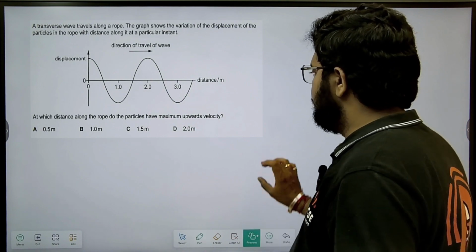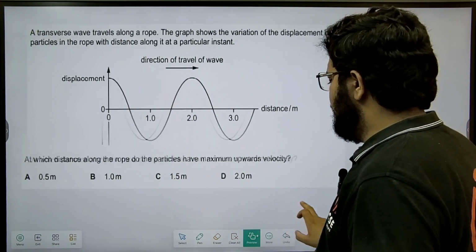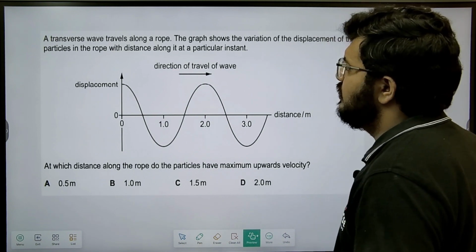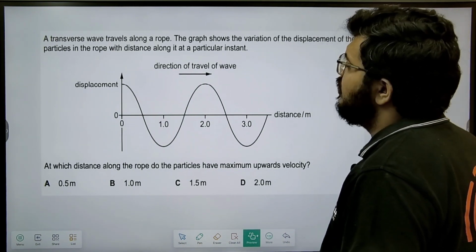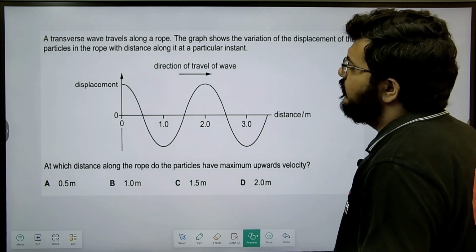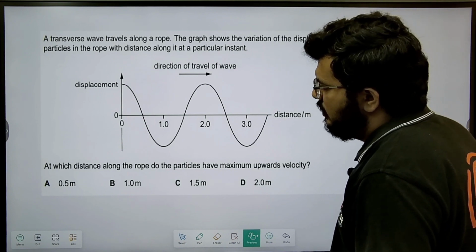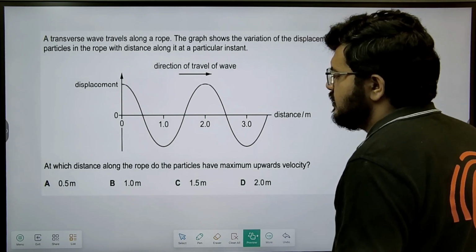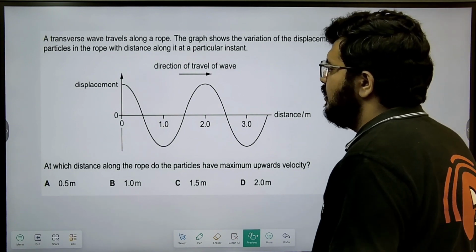Then we have, let's see what does this question say. A transverse wave travels along a rope. The graph shows the variation of the displacement of the particles in the rope with the distance along it at a particular instant. Okay. At which distance along the rope do the particles have maximum upwards velocity?